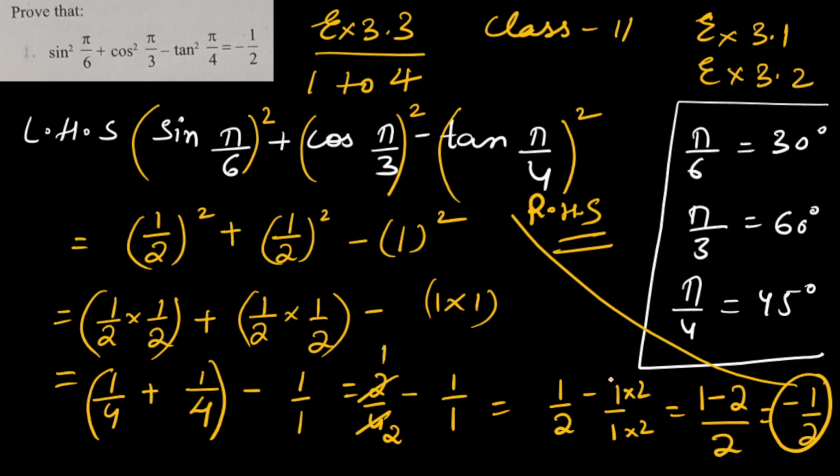This question was very simple. All the angles given are standard angles, so we just substituted the values and solved it. Let's do the next one now. This is question number 2. Same thing, we have to prove left side equals right side.